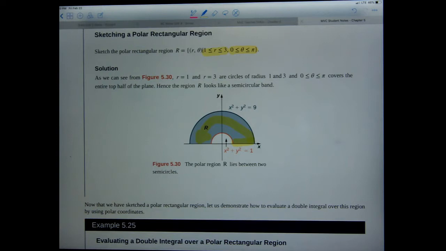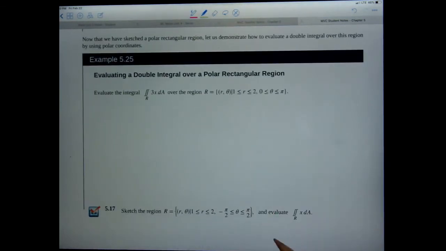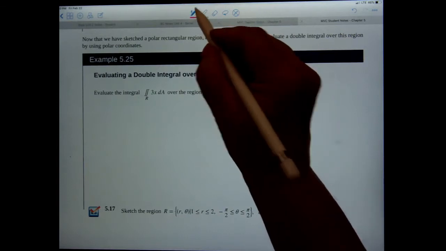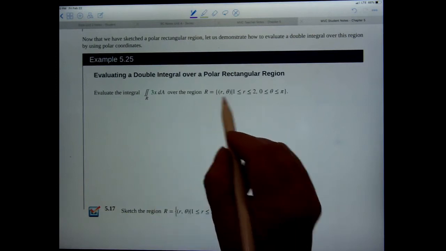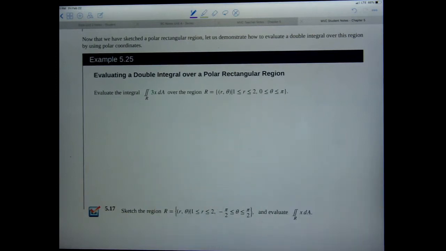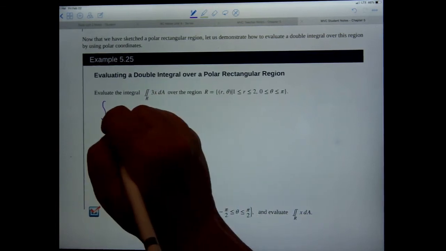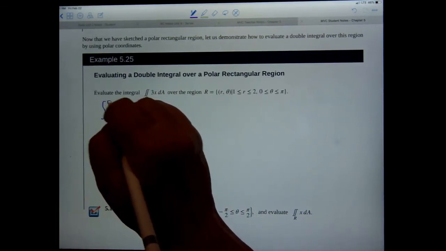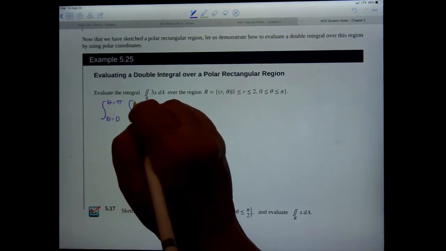All right. Now, go to the bottom of the page. Now let's actually do the math. This is slightly different. They tell us to integrate 3x dA over the region with r from 1 to 2 and theta from 0 to pi. All right. So here's how this goes. You're going to do a double integral. Theta always comes first. So we say theta equals 0, theta equals pi, and then r equals 1, r equals 2.